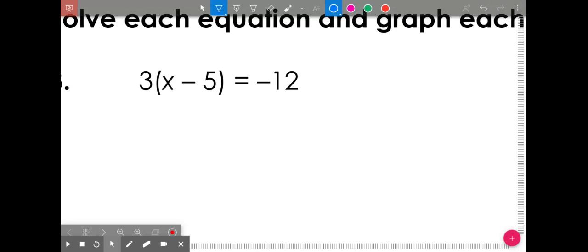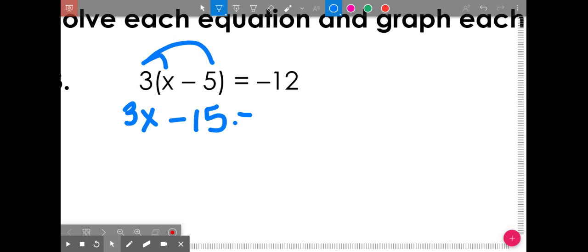So we have parentheses here, and if I look at the x and the negative 5, I can't combine those like I just did with the 4 and the 3 in parentheses. The 4 and the 3 were like terms. The x and the negative 5 are not like terms. So I have to do something else to get rid of parentheses. I am going to distribute. Hopefully you remember that. So I'm going to distribute the 3 to the x, and I get 3x. Distribute the 3 to the negative 5, multiplying, and I get negative 15 equals negative 12.